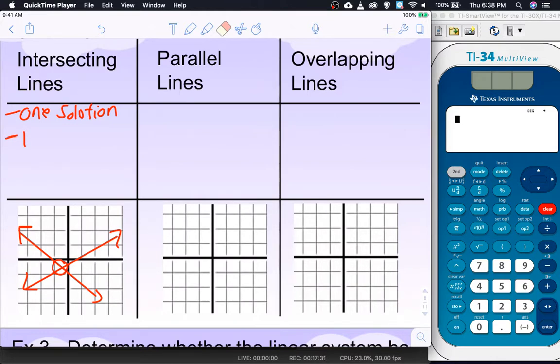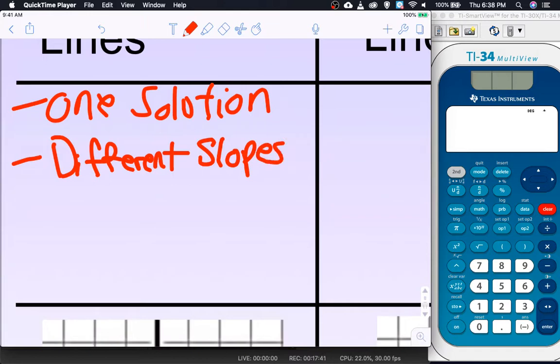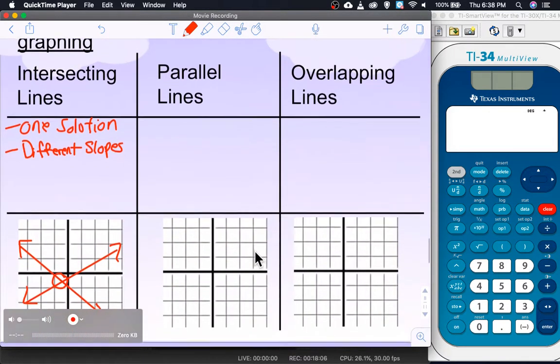I'm going to zoom in because my writing is terrible. I don't think that helped my writing much, but they have different slopes. Always. They have to have different slopes. If the slopes are the same, the lines will be one of the other two examples. Intersecting lines always have different slopes. And that's all we need to know about them. The slopes are different. They have one solution. The solution is where they intersect, as we've seen.